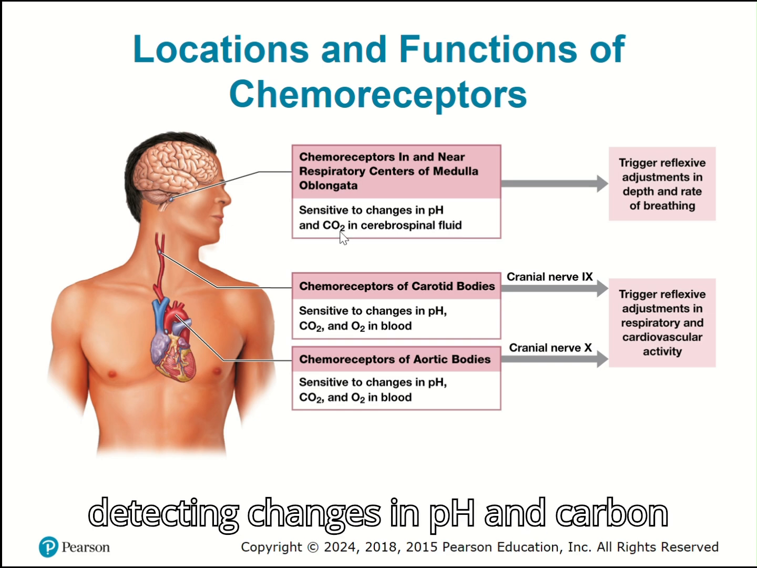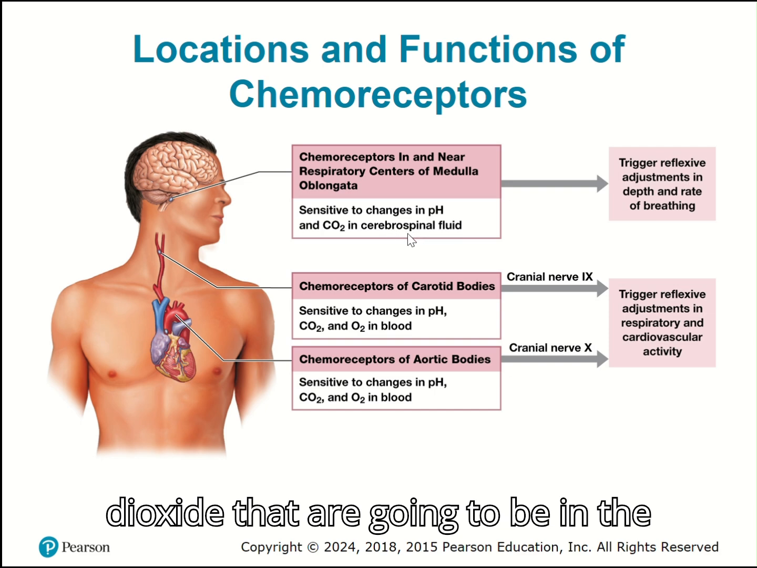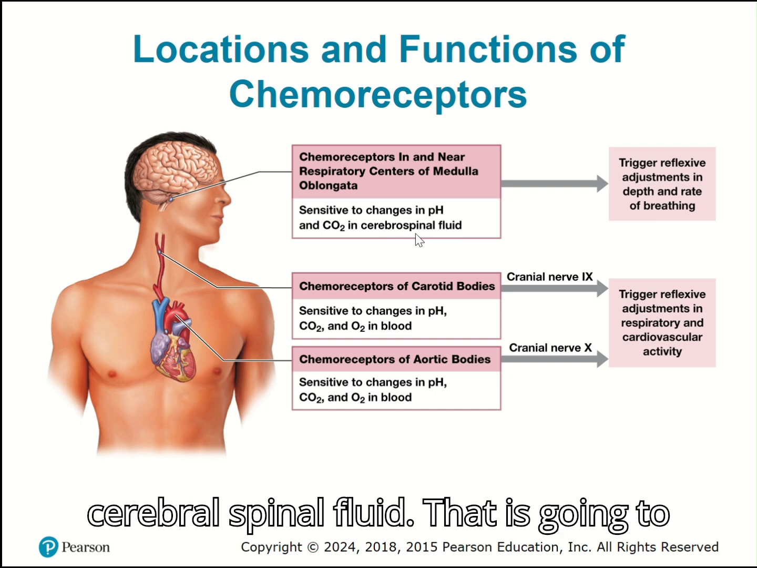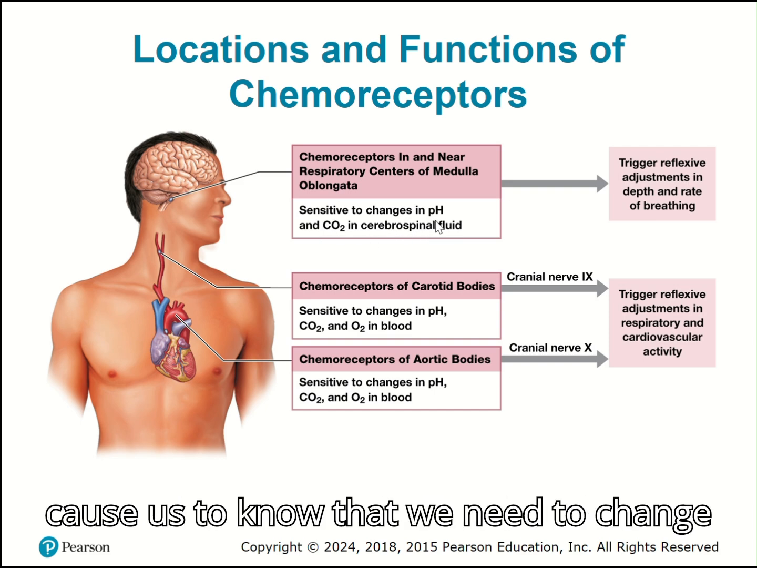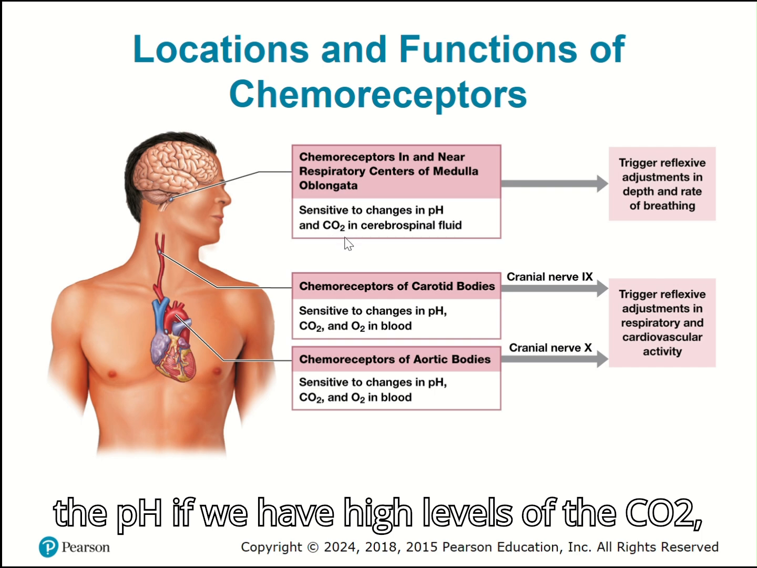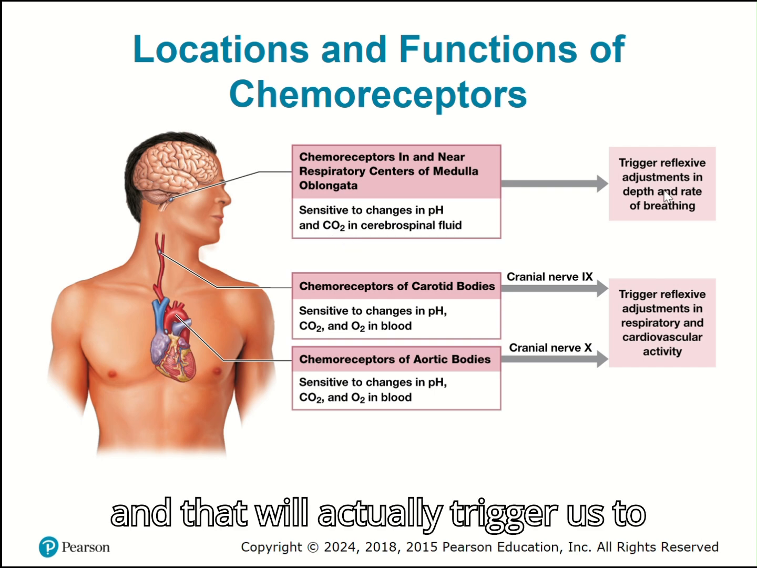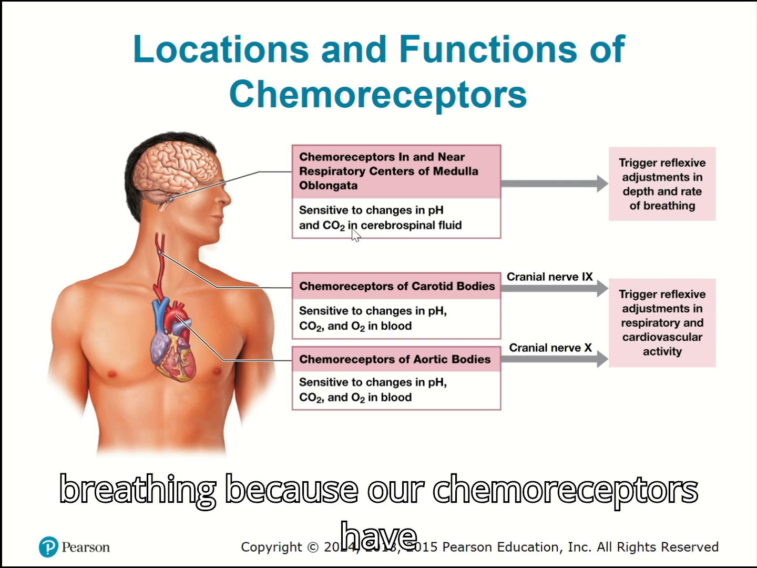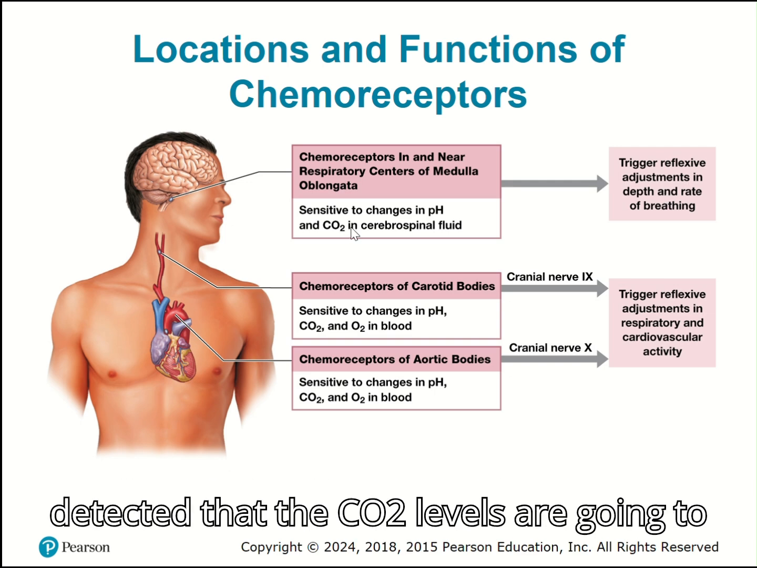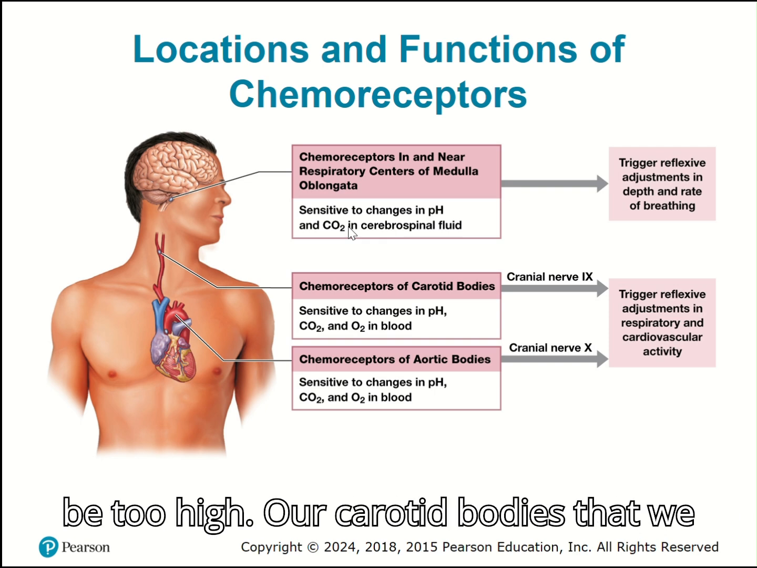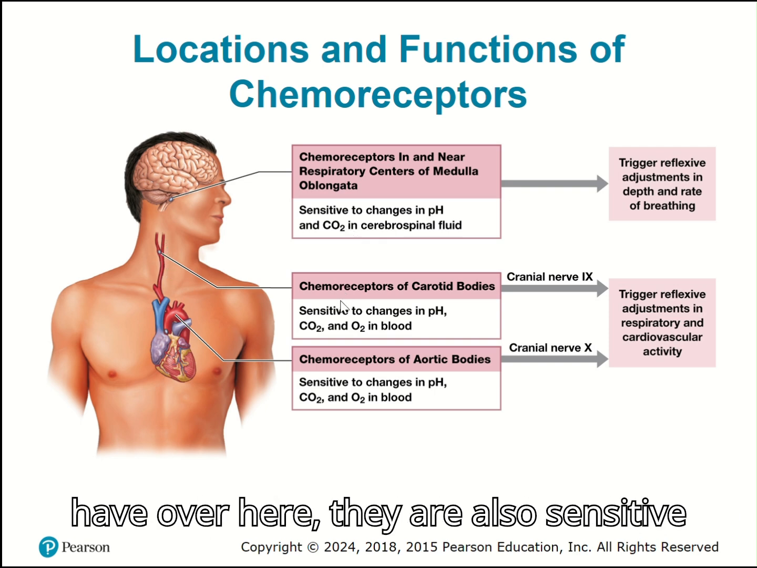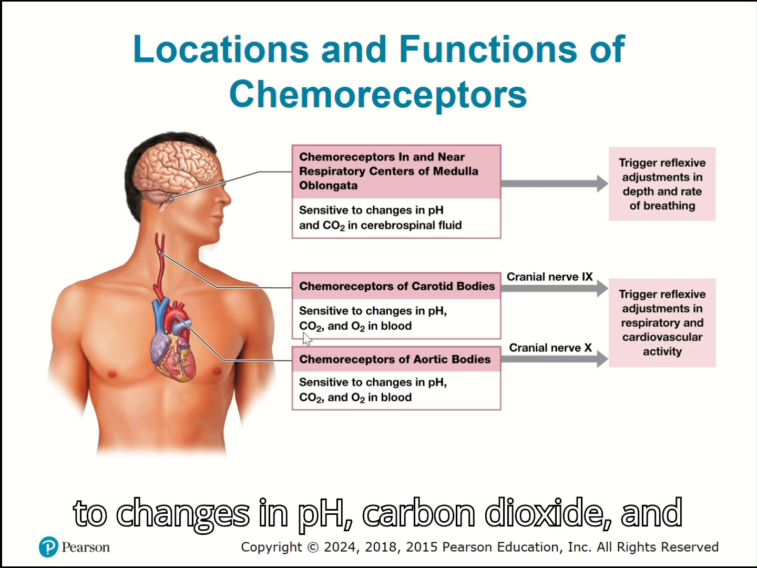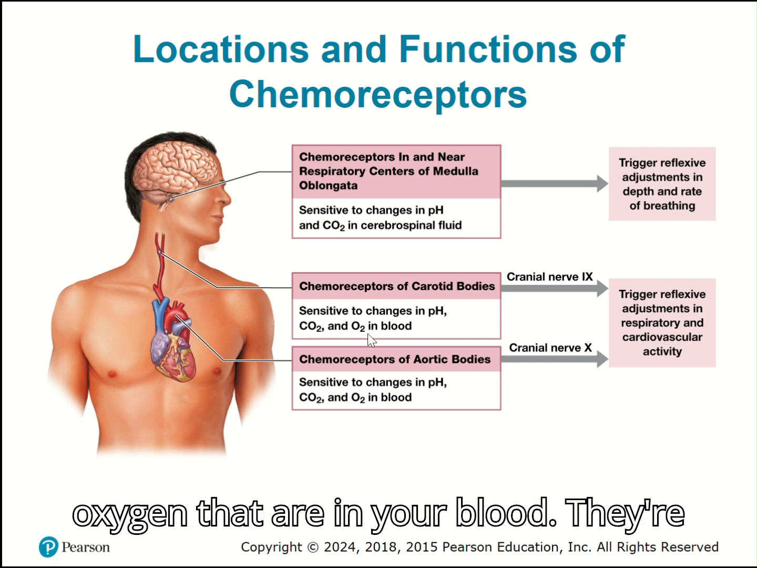We are going to be detecting changes in pH and carbon dioxide in the cerebrospinal fluid. That is going to cause us to know that we need to change the pH if we have high levels of CO2, and that will trigger us to adjust the rate and depth of our breathing because our chemoreceptors have detected that the CO2 levels are too high. Our carotid bodies are also sensitive to changes in pH, carbon dioxide, and oxygen in your blood.